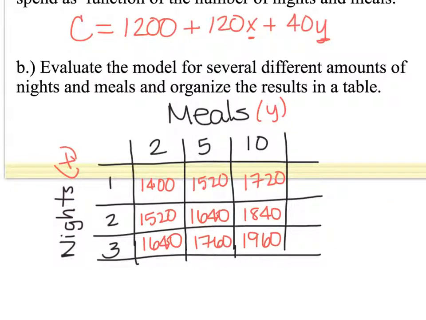So we now have a table that would help assess where we want to fall within our budget, how many meals we can eat, and how many nights we can stay.